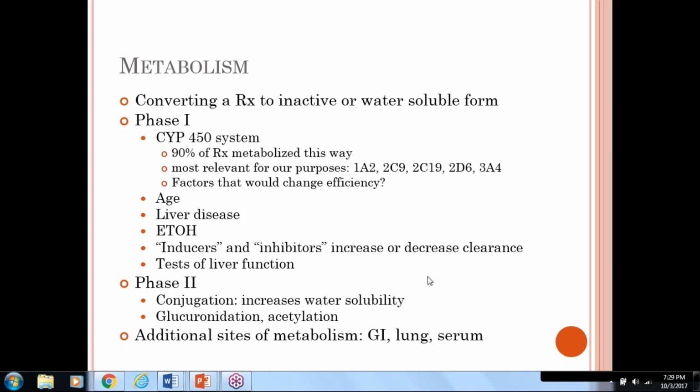So for our purposes, the main thing we're concerned about is CYP450. And again, there are additional sites of metabolism about which we are not as concerned.